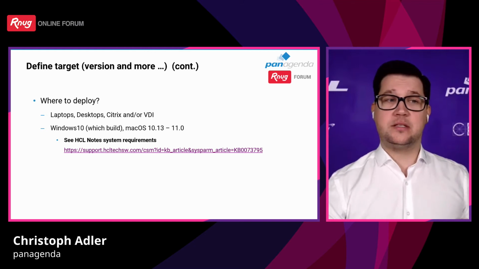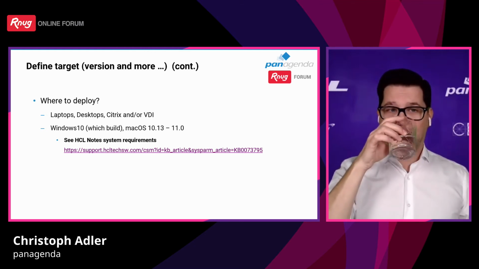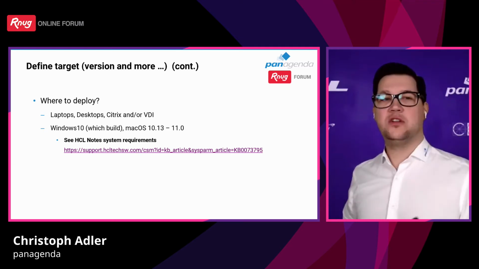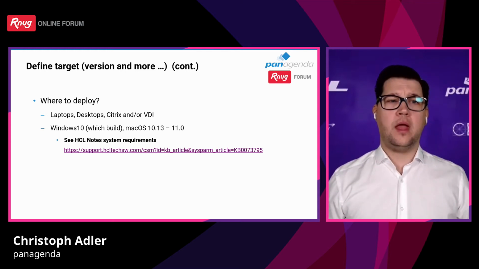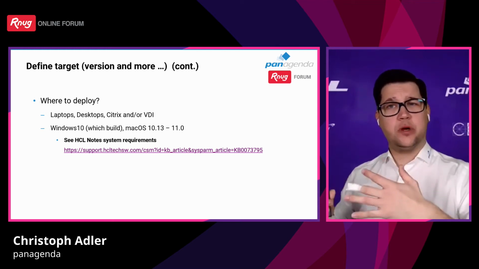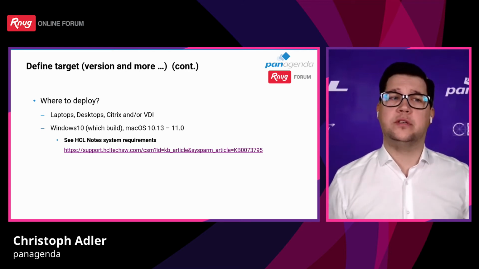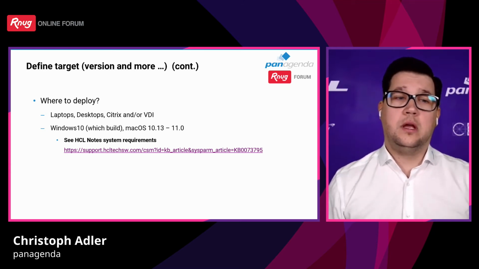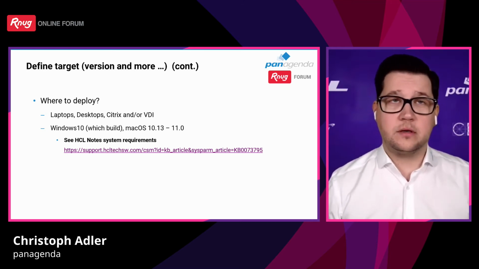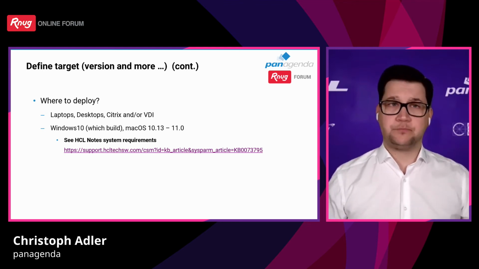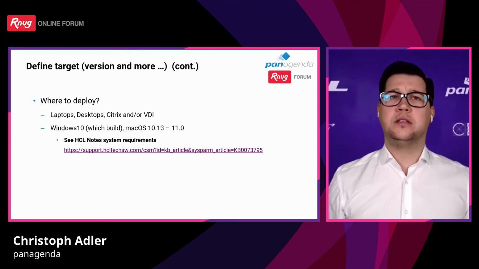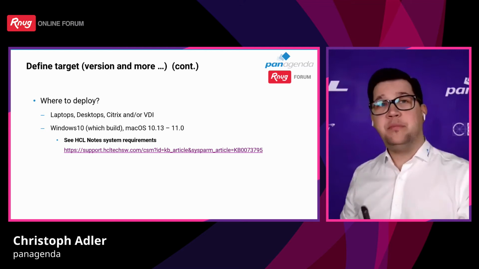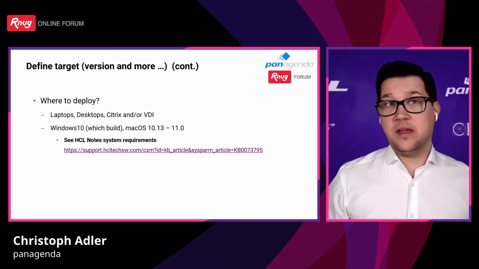So the next is where to deploy. Should we deploy to laptops, desktops, Citrix, and or VDI? And if we talk about which hardware type, what kind of operating system should we use here? Or can we deploy the latest version? I can tell you, Windows 7 is not supported any longer. But there's a little link, which means you can still create tickets. So if you want to use 11.0.1 FP2 on Windows 7, technically that's absolutely possible.